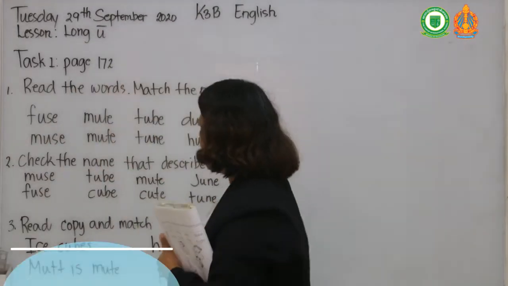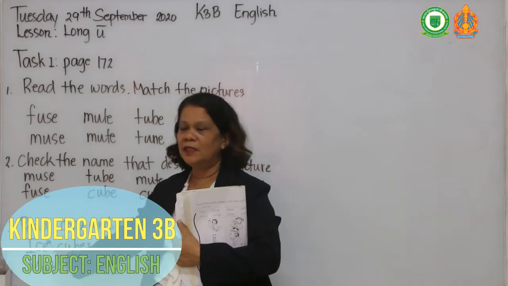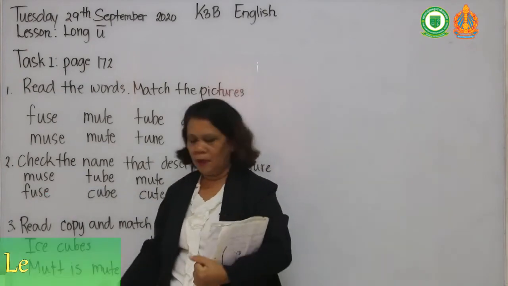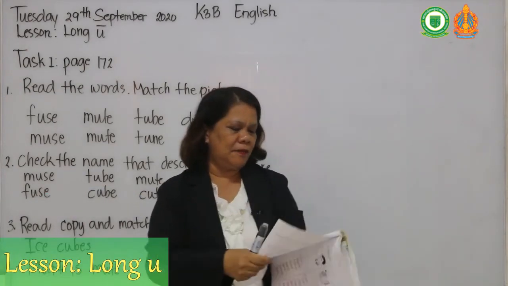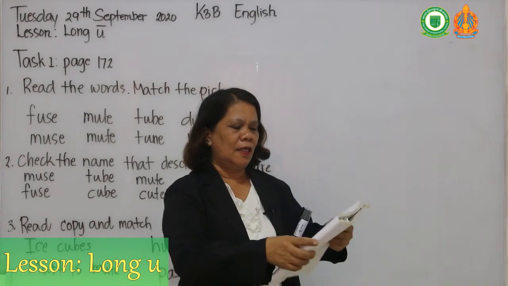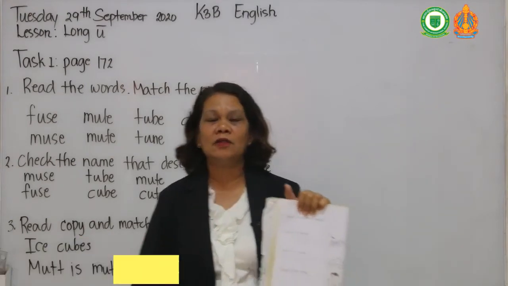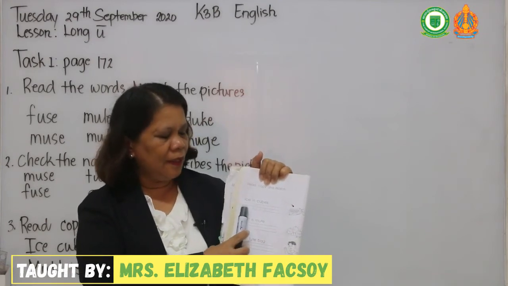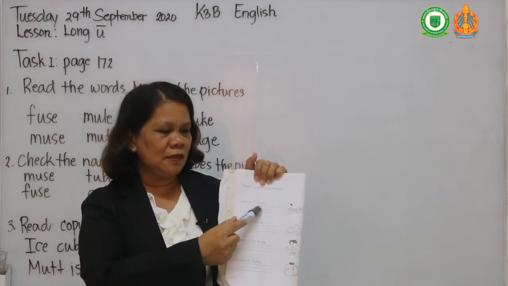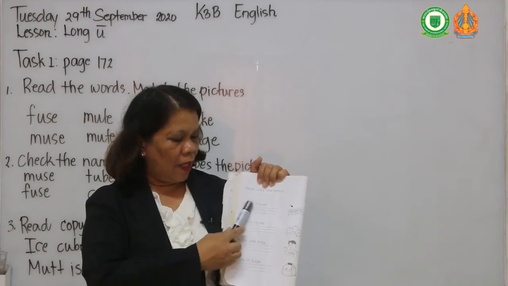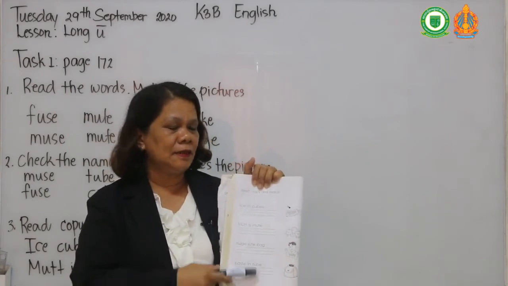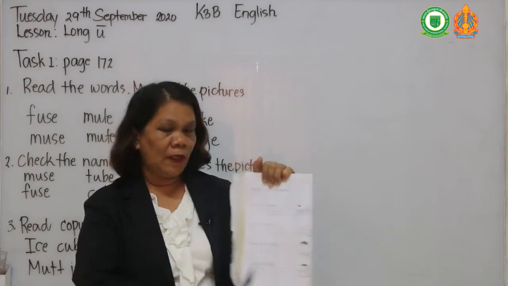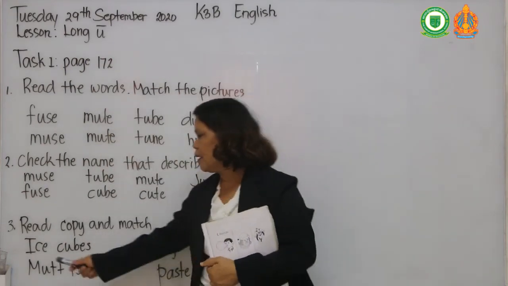For the task number three, you're going to read, copy, and match. Okay? So, the same thing like the other day, you're going to read, you're going to copy, you're going to match. Okay? There are three lines here. You're going to copy the phrases. Okay? You're going to read the phrases. And you're going to match the phrases to its picture. Okay, so let's read together.